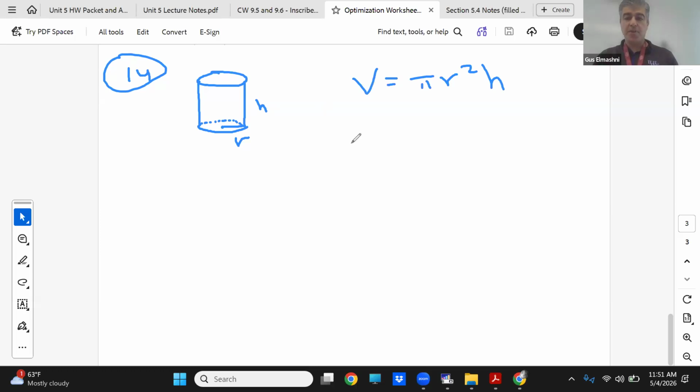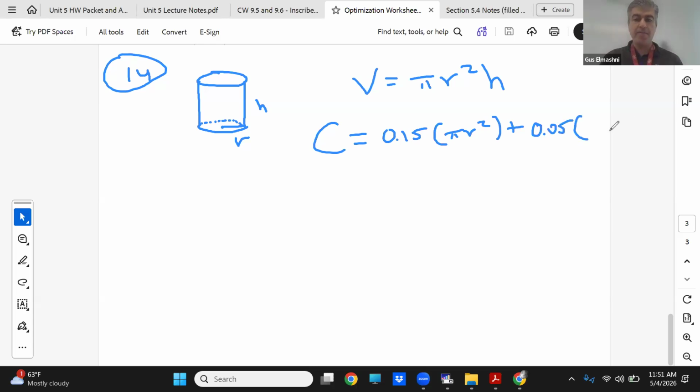Now, the cost function, I'll call it capital C. It's kind of like surface area in a way. So for the bottom, it's 15 cents, right? Per square inch. What's the area of the bottom? So you're going to do 0.15 times pi r squared. Plus, now lateral area, don't worry if you don't know. Do you remember the lateral area? Wow, look at you guys. Awesome.